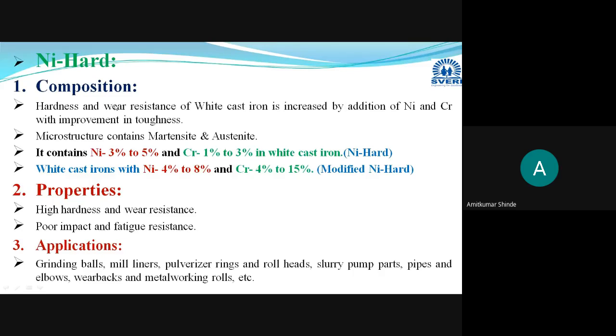Then its general composition: you can directly write, in white cast iron, 3 to 5% nickel and 1 to 3% chromium we are going to add, and it will be termed as nickel hard cast iron. Sometimes we add in the same white cast iron 4 to 8% nickel and 4 to 15% chromium. It will be termed as modified nickel hard.